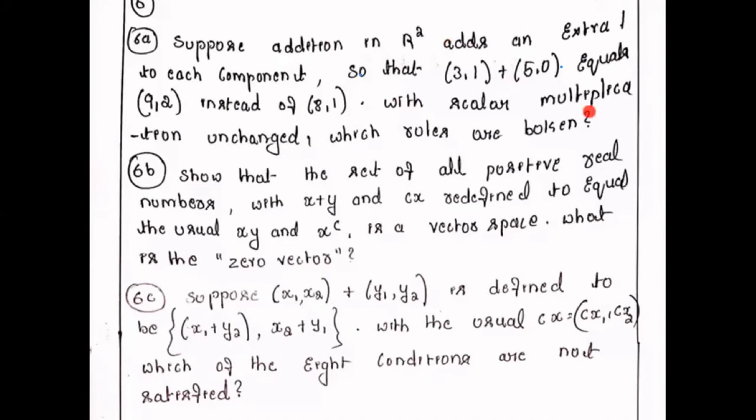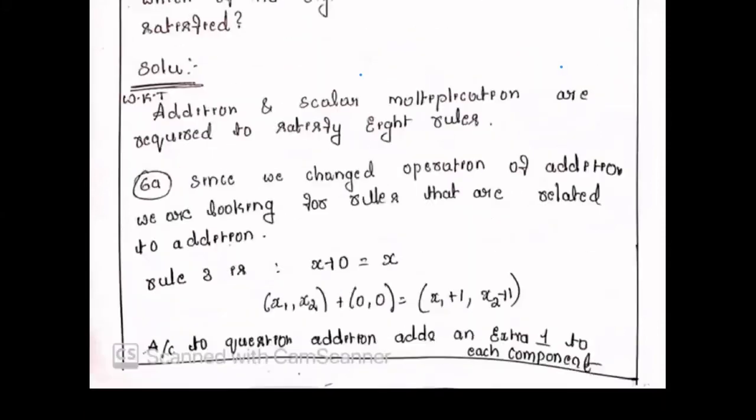Which rules are broken? What they're pointing out is that all 8 rules are there, no? So in those 8 rules, you have to find out which are broken with this condition. Next question is this. We'll try to solve this question first.